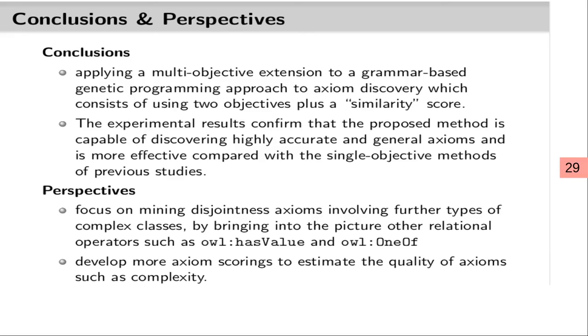And in the future, we will focus on mining disjointness axioms relevant to further types of complex classes. And we plan to develop more axiom scoring measures to estimate the quality of axioms, such as complexity.